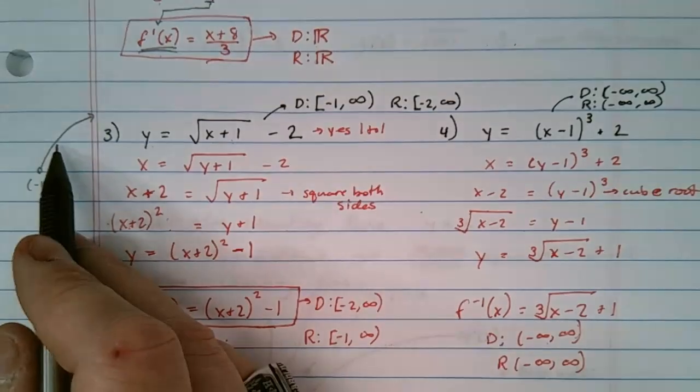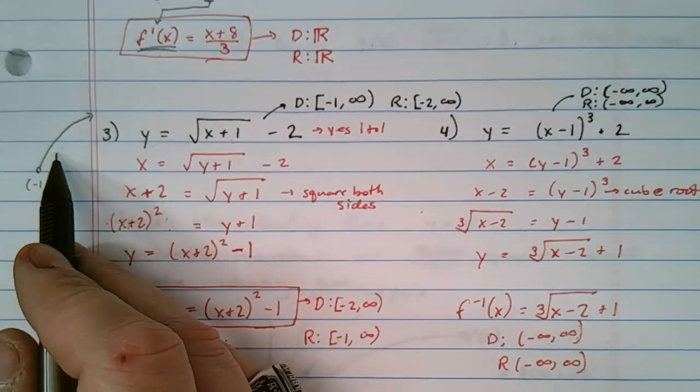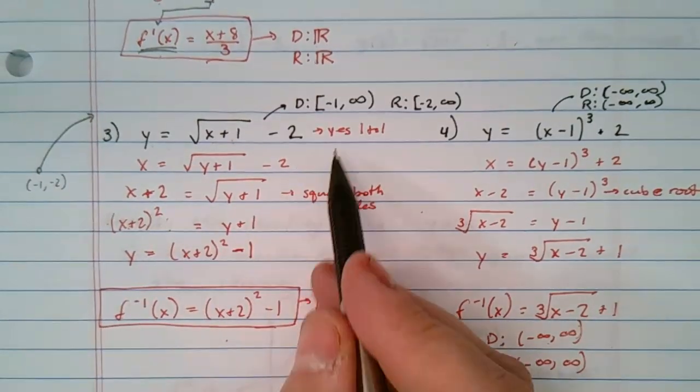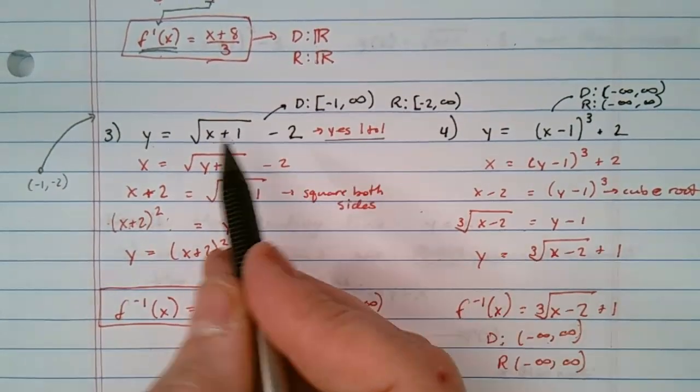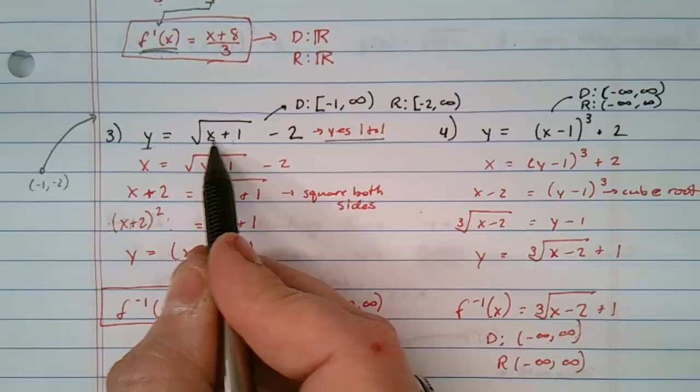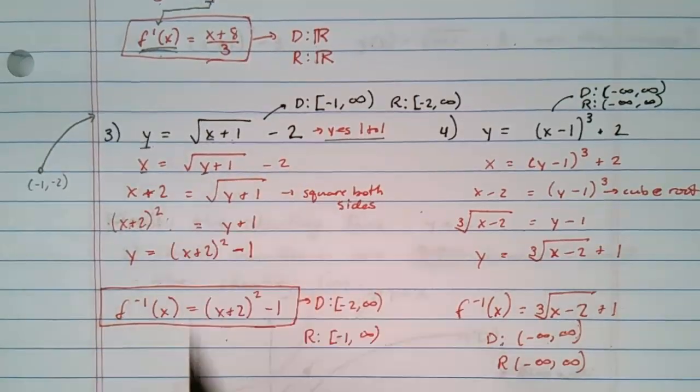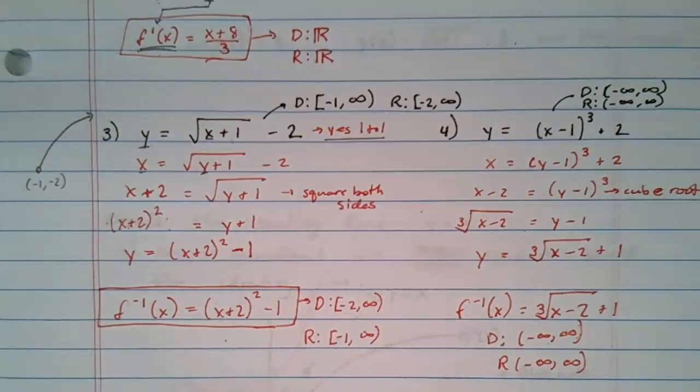Does it pass the vertical line test? Yes. Does it pass the horizontal line test? Yes. So, yes, it is 1 to 1. I'm going to swap x and y, and then I'm going to proceed to the next step, which is to solve for y. How do we solve for y?